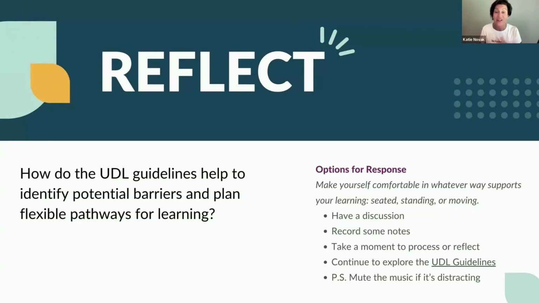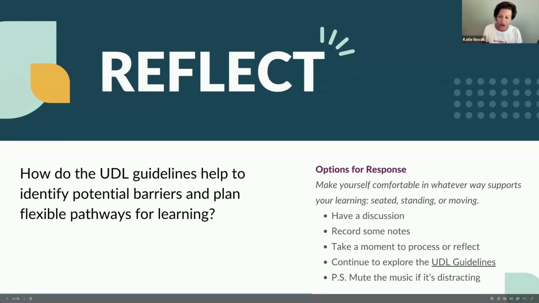Remember, the guidelines are the 9 most predictable barriers, right? But also how do the considerations help us to plan flexible pathways for learning? If we know that all of those have to be true for students to learn, the considerations help us to look at those differently. So you can either, if you're with a colleague, you can have a discussion. Of course, you can record some notes or use the chat to post your thoughts or post your questions. You can explore the UDL guidelines if you would like to, just to kind of start getting a sense of how they are organized. And then, of course, I'm going to play the music. Hopefully, the audio has worked itself out. And if that is distracting to you, you're just going to click mute for 2 minutes.